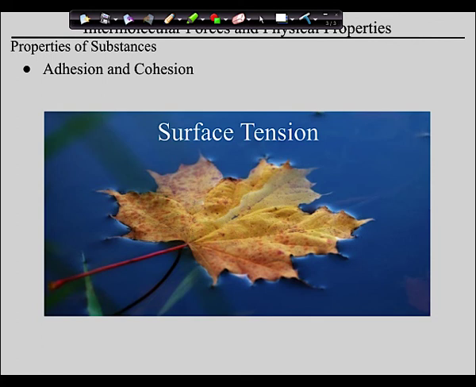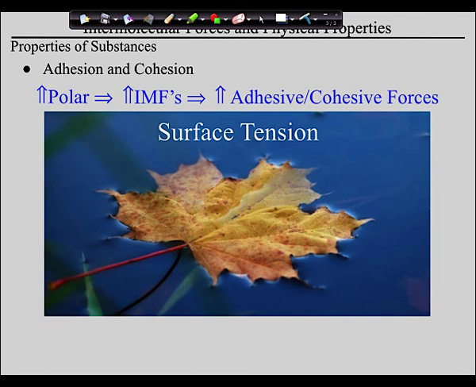Okay, so what's the connection? Well, again, guys, this all comes back to polarity. If you have molecules with high polarity, they have high intermolecular forces. If they have high intermolecular forces, what will their adhesive and cohesive forces be? Weak or strong? They will be strong. Strong adhesive forces, strong cohesive forces. So guys, there you've got it.